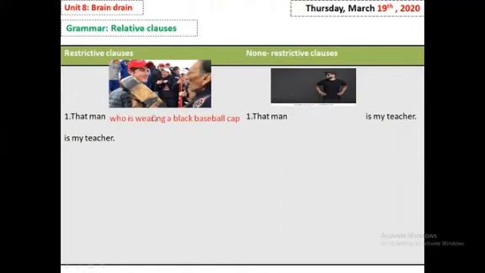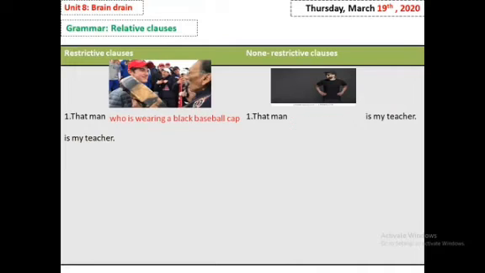Okay, good. So here, this clause is very important to give a complete sentence. Without this, the sentence is not complete and it doesn't have meaning. That's my teacher, so there is a big confusion. The person doesn't understand what you say. But when you add this, it is very important because you restrict which one, you identify which one.